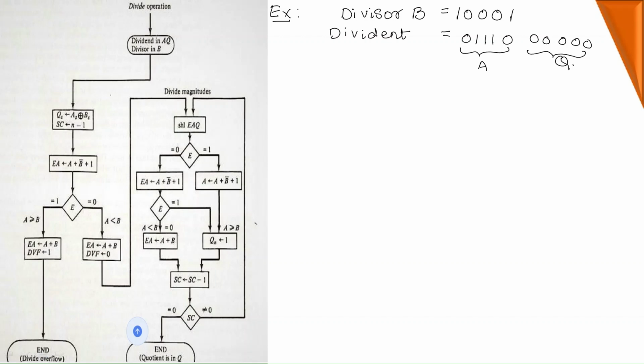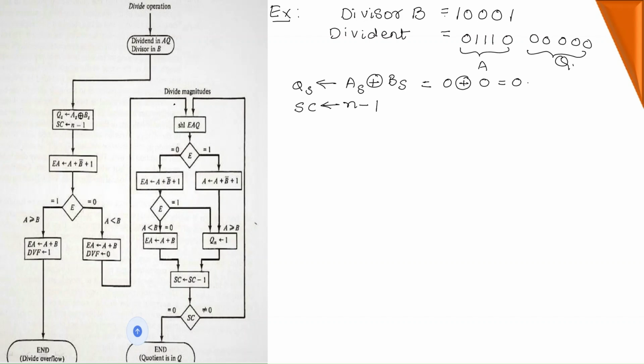First we calculate QS = AS XOR BS to find the sign of the quotient. AS is the sign of the dividend, which is positive, XOR the sign of the divisor. It gives 0, so the sign of the quotient is 0, which is a positive sign. Then we initialize the sequence counter to n minus 1.